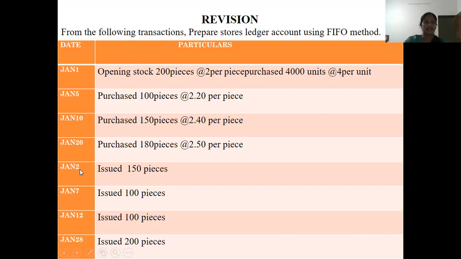On February 2nd, issued 150 pieces. February 7th, issued 100 pieces. On February 12th, issued 100 pieces. On February 28th, issued 200 pieces. This is the problem they have given.